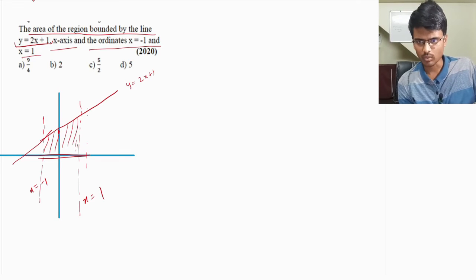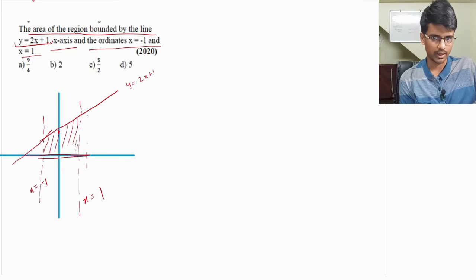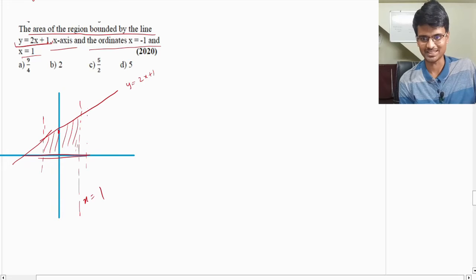Let me just check. Y equal to 2x minus 1. Okay, I have made a mistake here. I'll tell you what is the mistake that I have made here.